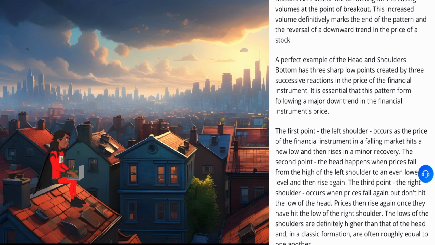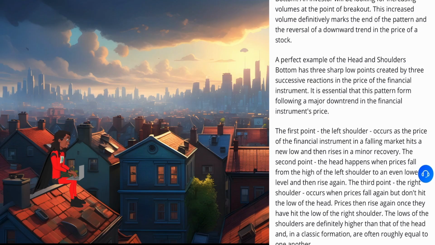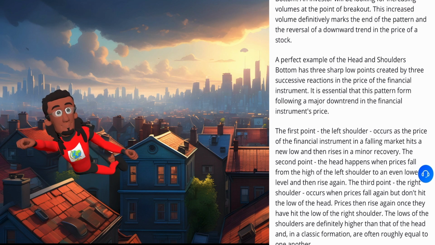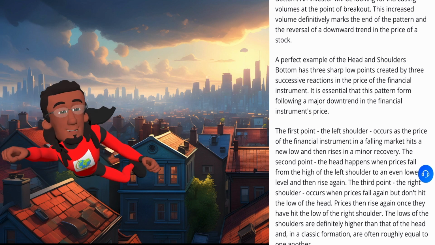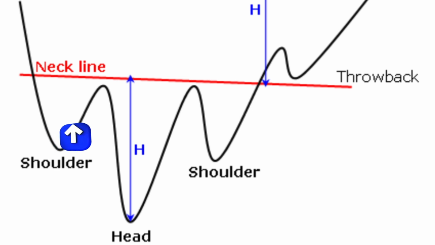a stock. A perfect example of the head and shoulders bottom has three sharp low points created by three successive reactions in the price of the financial instrument. It is essential that this pattern forms following a major downtrend in the financial instrument's price. The first point, the left shoulder, occurs as the price of the financial instrument in a falling market hits a new low and then rises in a new minor recovery.